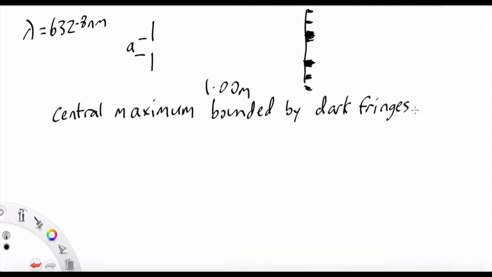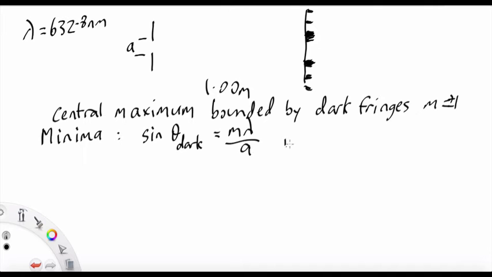And those dark fringes are the m equals plus or minus 1. So the minima are going to be located at sine theta for the dark patches is m lambda over a, and m equals plus or minus 1, 2, etc. But we are interested in m equals plus or minus 1. So we have sine theta equals lambda over a.